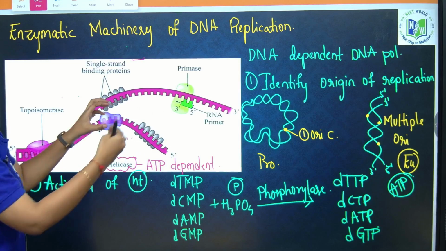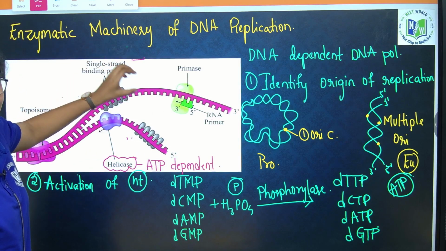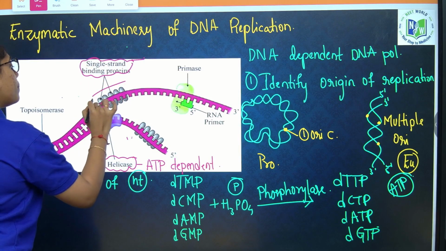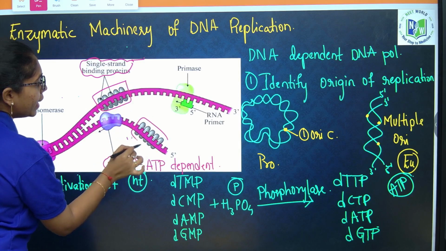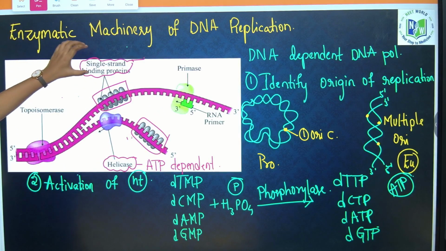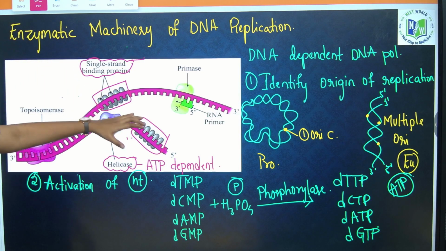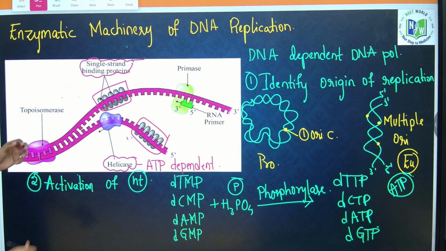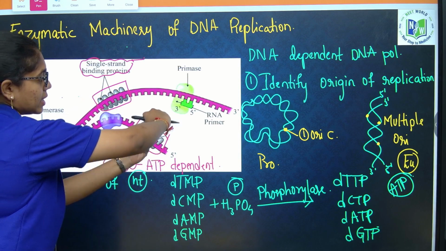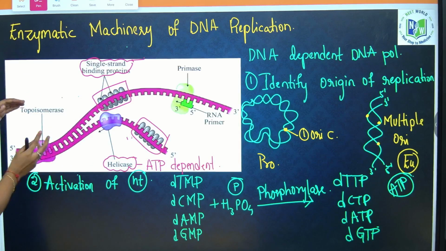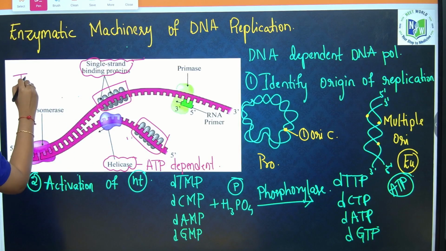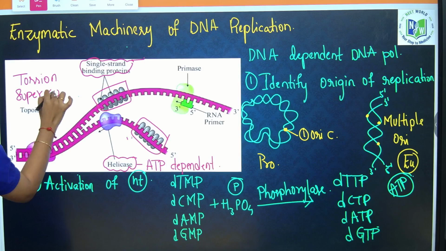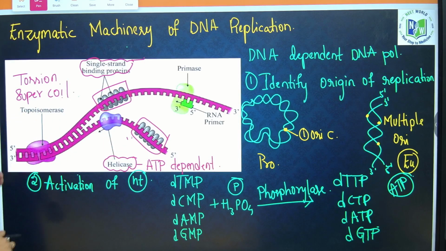As the two strands immediately after cleaving are single stranded, they get unstable. To maintain their stability, single stranded binding proteins come and attach to the single stranded DNAs cleaved by helicase. As the double stranded DNA gets cleaved, torsions and supercoils occur on the other side of the DNA.